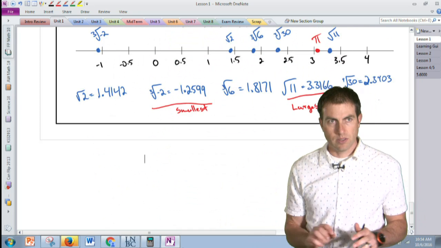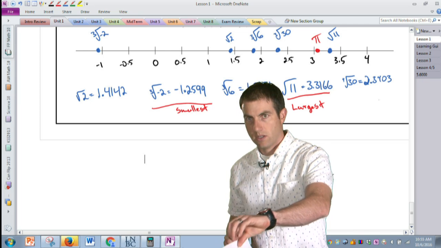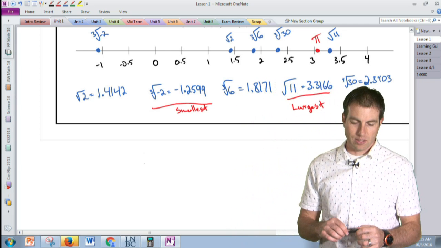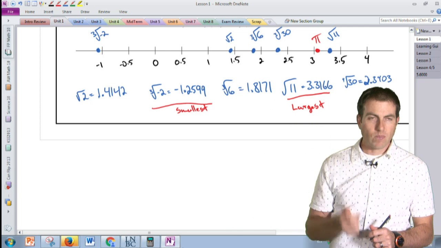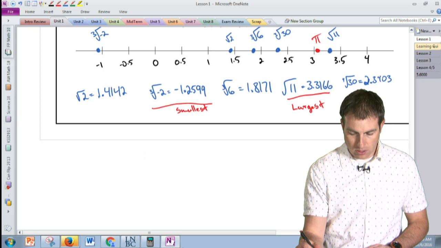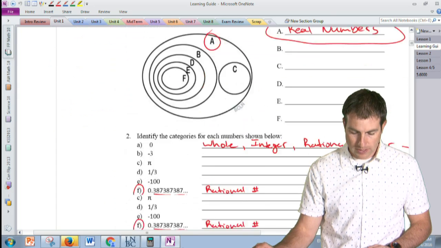Is that it? Did I miss a page? We're done. Whew. Doing okay today. All right, so that's kind of it for lesson 1. Why don't we jump into the learning guide here for a second? I think I have a bunch of solutions in here that I don't want.